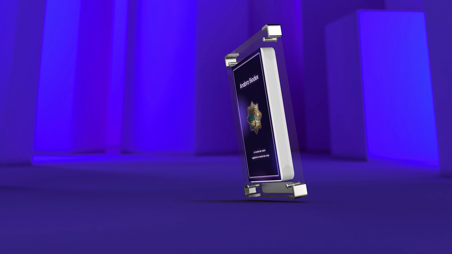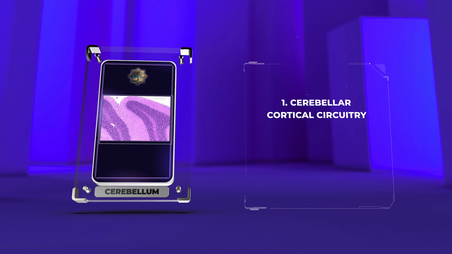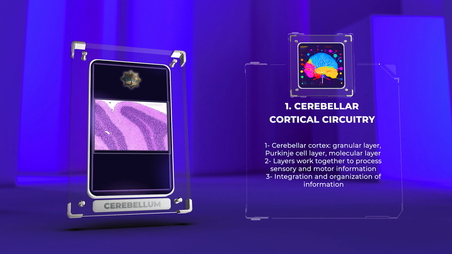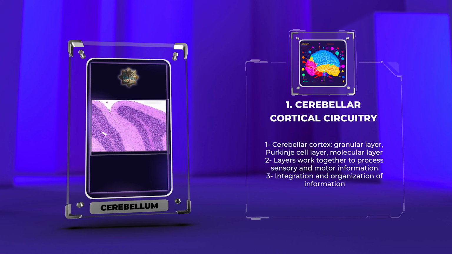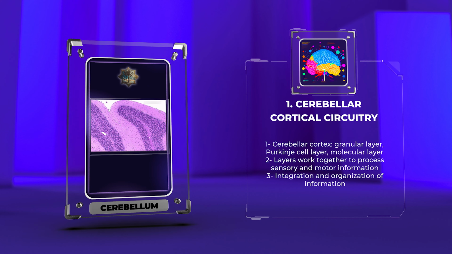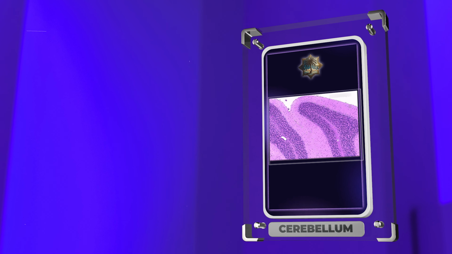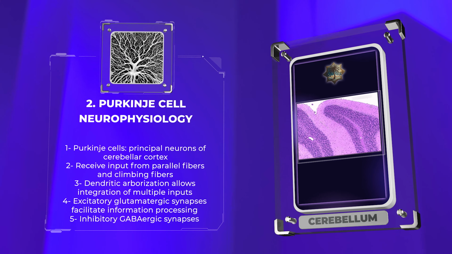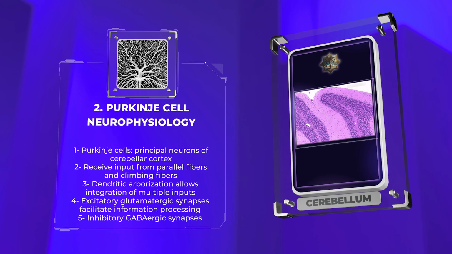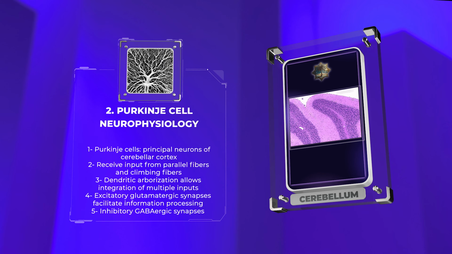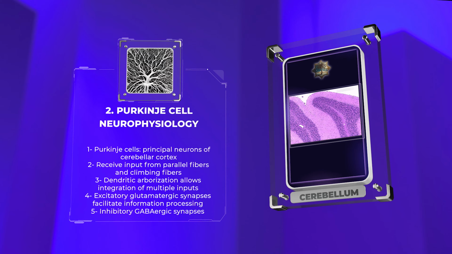The cerebellar cortex, the outer layer of the cerebellum, has three layers: the granular layer, Purkinje cell layer, and molecular layer. These layers work together to process sensory and motor information, integrating and organizing it for further use. Purkinje cells are the principal neurons of the cerebellar cortex and play a crucial role in motor coordination. These cells receive a massive amount of input from parallel fibers, which are the axons of granule cells, and climbing fibers, which are axons originating from the inferior olive.